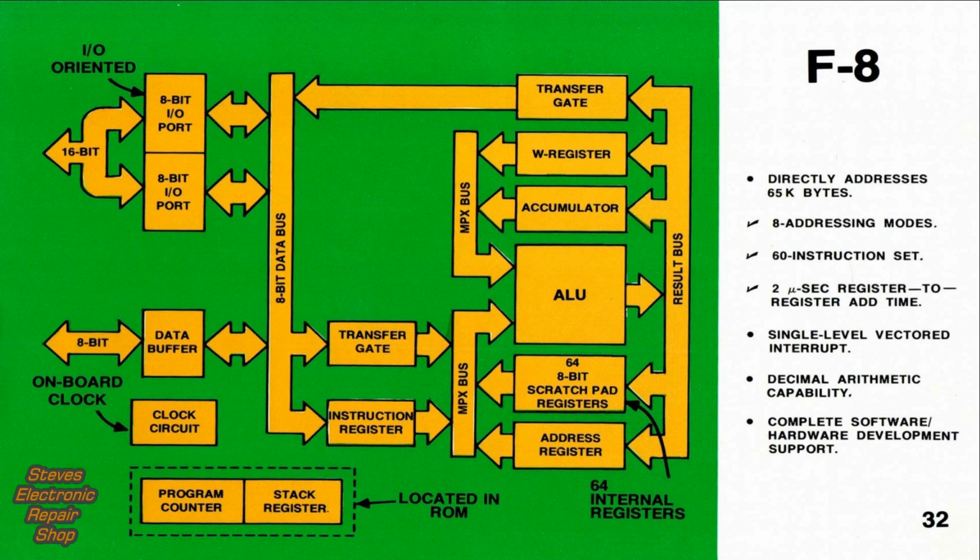The F8 is an input-output oriented microprocessor, as evidenced by 2 8-bit I/O ports on the left. It also has an onboard clock circuit. The F8 contains 64 internal registers to serve as a workspace. For simple applications, RAM may not be required. Simply use these 64 registers. Notice that the program counter and stack register aren't on the microprocessor. Instead, these registers are located on a special ROM. Important features are 8 addressing modes, 60 instructions, and a 2 microsecond add time.